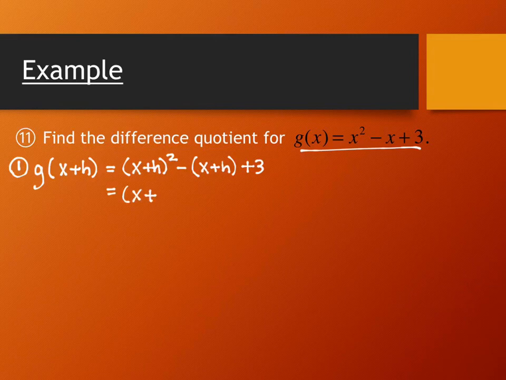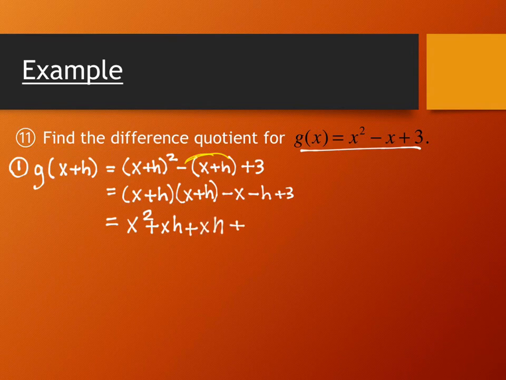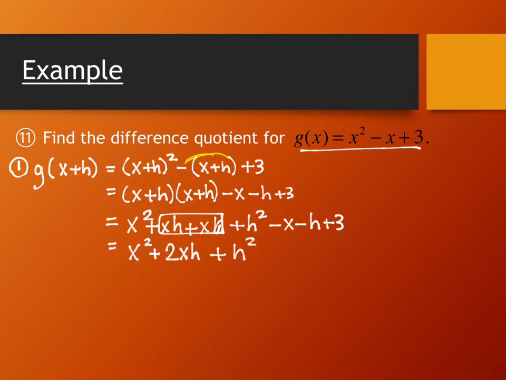Just like before, we need to multiply x plus h times x plus h. And we can distribute this negative through. So I have negative x minus h and plus 3. All right, so at the beginning, we'll distribute this out. I have x squared plus xh plus xh plus h squared. And then again, minus the x minus the h and plus 3. The last step here would be to consolidate the two xh's in the first part, so plus 2xh, and then plus h squared minus x minus h and plus 3.